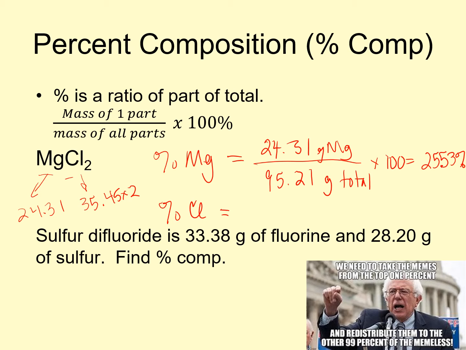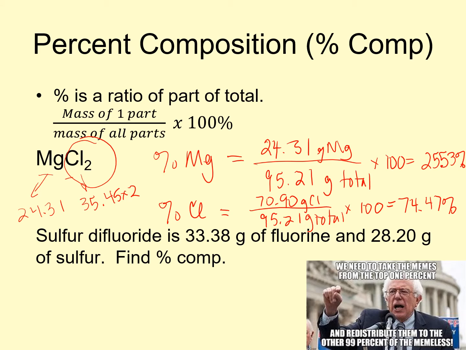There's also another part in here, and that part is chlorine. To do the part of chlorine, we need the total chlorine in the compound, which would be 70.90 grams of chlorine, divided by the total compound, 95.21 grams total, times 100, equals 74.47% of chlorine in that compound. Okay, that's one way of doing it. You just have to go get the masses from the periodic table.